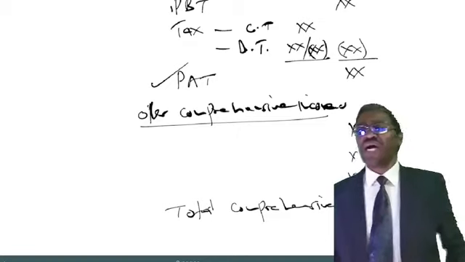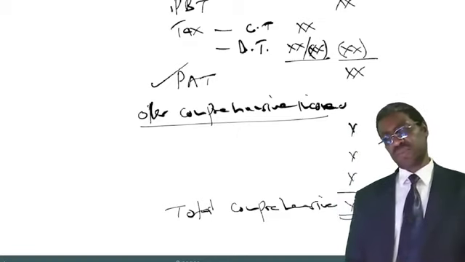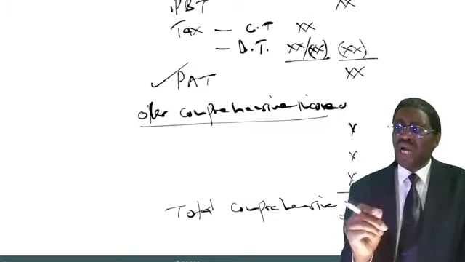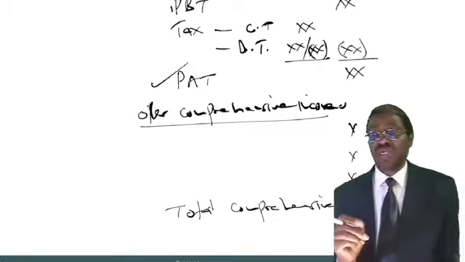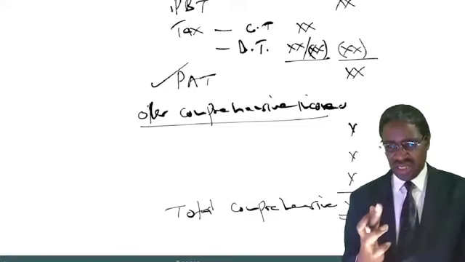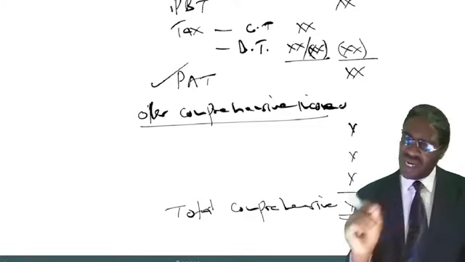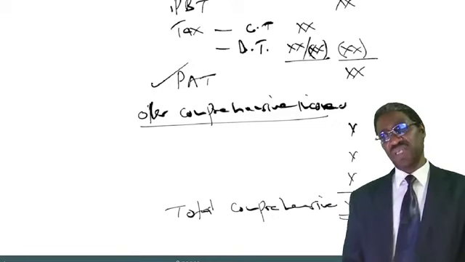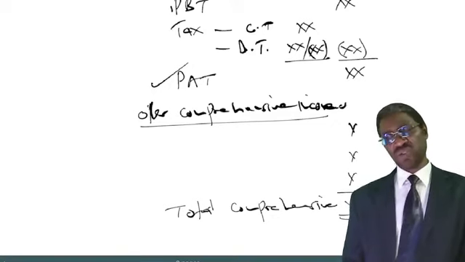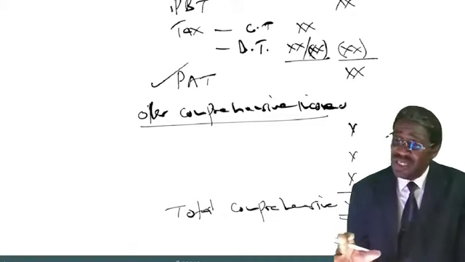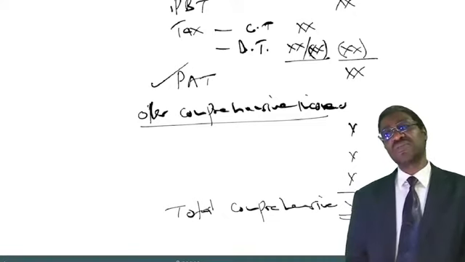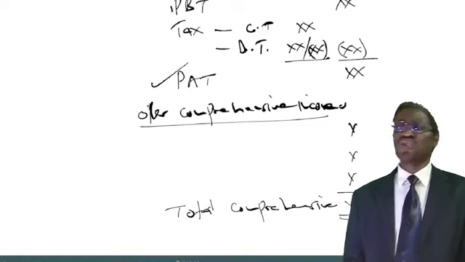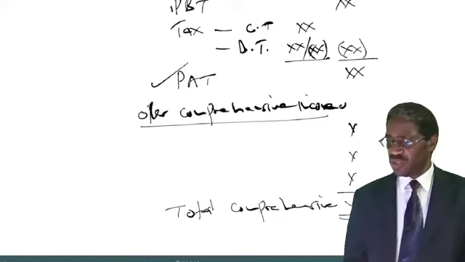Now, what are these comprehensive incomes? These are gains that you as a company could have made. As a company you made a gain, listen, but the rules of accounting do not allow you to take those gains to the profit or loss. Yet as a company you have made a gain. But that gain, according to the rules of accounting, should not go to the profit or loss.